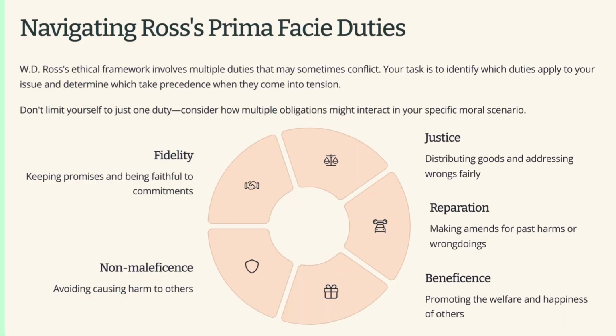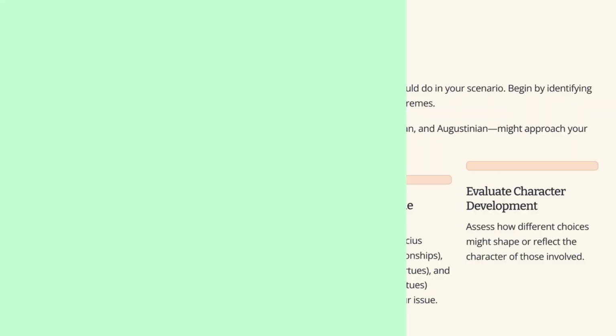Ross's duties. Pick as many duties as apply. Don't limit yourself to just one. Think about fidelity, justice, reparation, beneficence, etc. Which duties are in conflict here? Which ones win out?